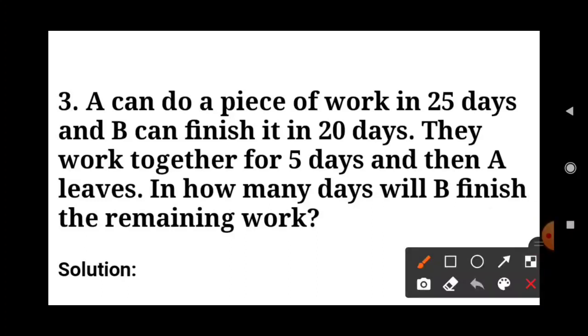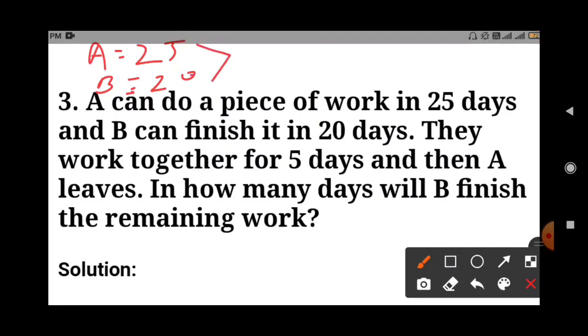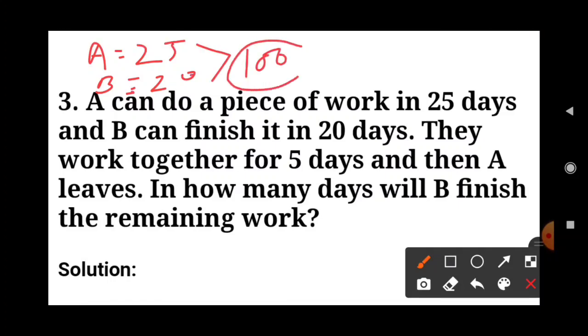Here it is saying that A can do the work in 25 days and B can do the same work in 20 days. So the LCM of these will be 100. That is the total work. They will have to complete 100 units of work. Then we'll have to find the efficiency of A and B. The efficiency of A will be 4 units, 100 by 25. Then the efficiency of B will be 5 units.